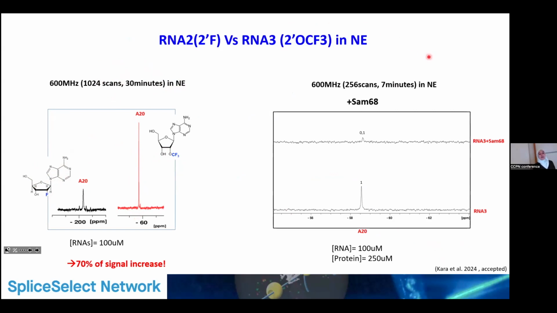So what we did, we went to a 7 minute nuclear extract, nice spectrum, and we wanted to see the interaction with SAM68 using the OCF3. And yes, if you add the protein, you still have this decrease of the A20 when you add the protein. And you can notice here that I'm using half of the concentration that I used before with the fluorine. So we were happy with this.